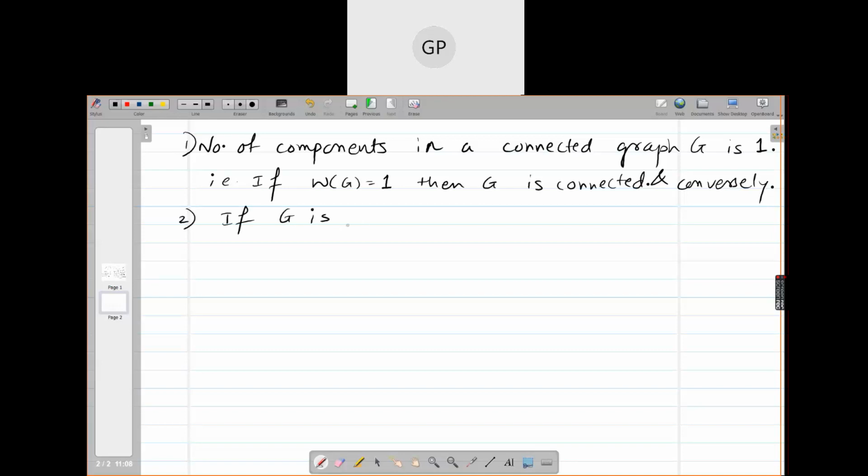If G is a disconnected graph, then what can you say about W of G in general? More than one, maybe. Exactly, Sanjana, very good. In general, W of G will be greater than 1.